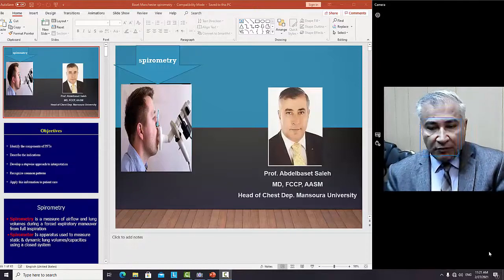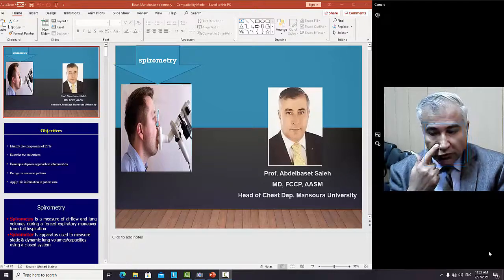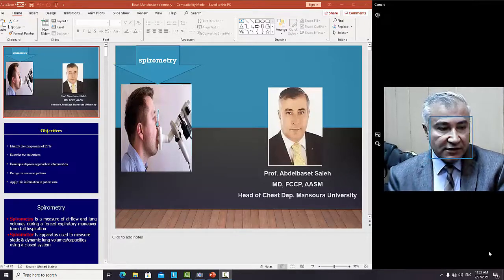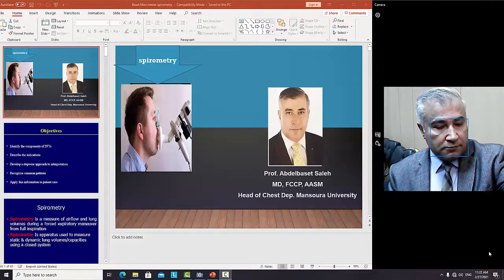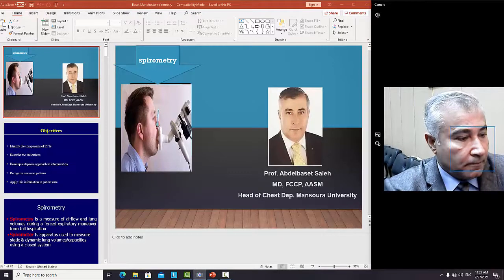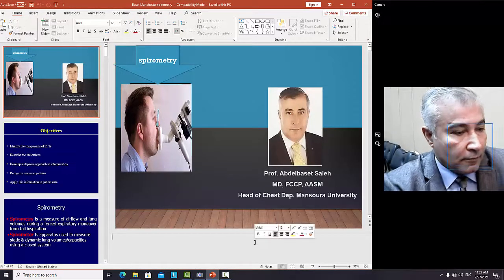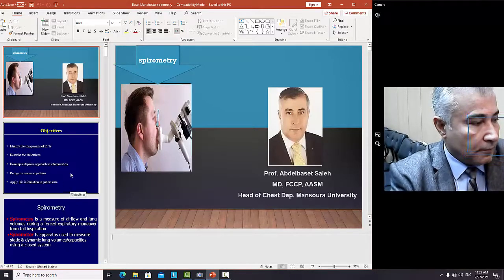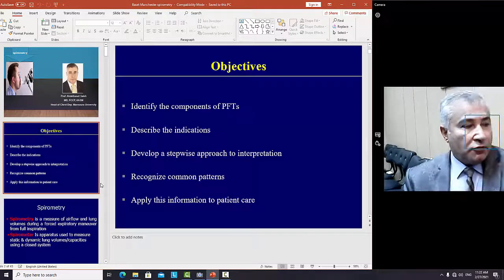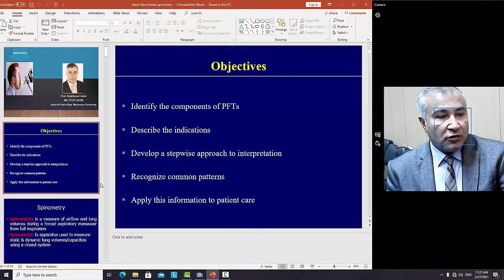Spirometry is one of the main tools we can use for diagnosis of different pulmonary diseases. My objective today is to identify the components of pulmonary function.